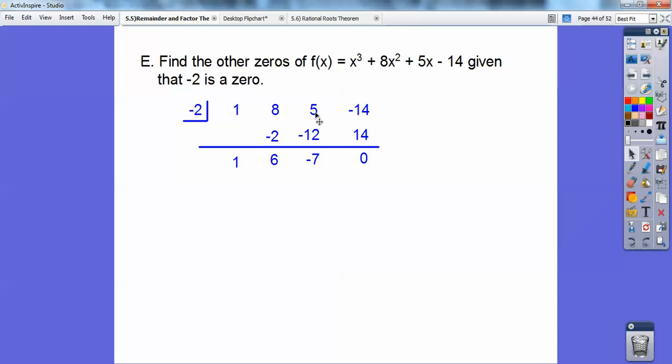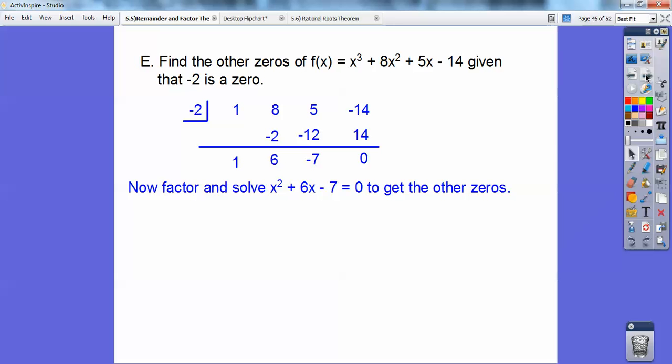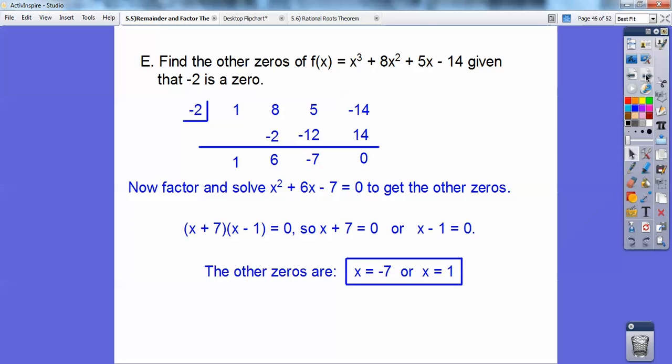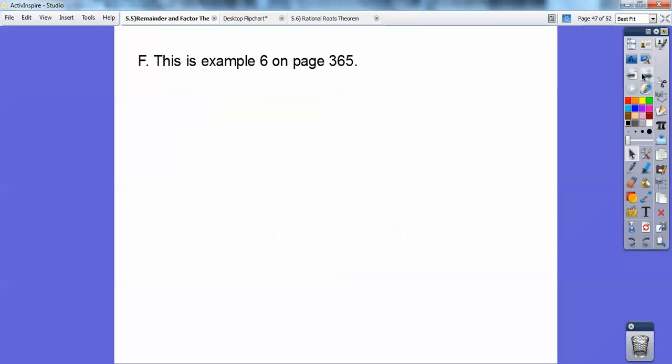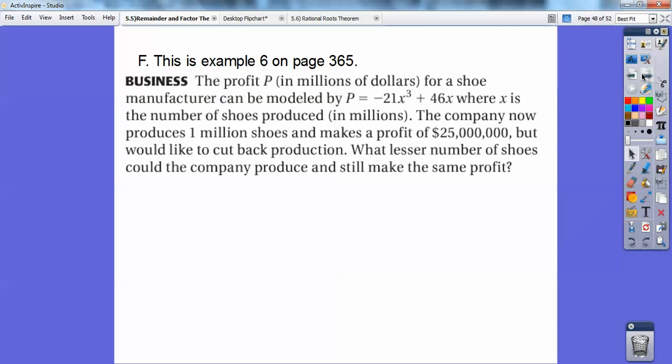Now the other zeros are in this. This is a cubic, so this is a quadratic: x squared plus 6x minus 7. So now I'm going to factor x squared plus 6x minus 7. Factors of negative 7 that add to 6 are positive 7 times negative 1. So my other zeros are negative 7 and 1. Okay, this is example 6 that's found in my textbook on page 365.